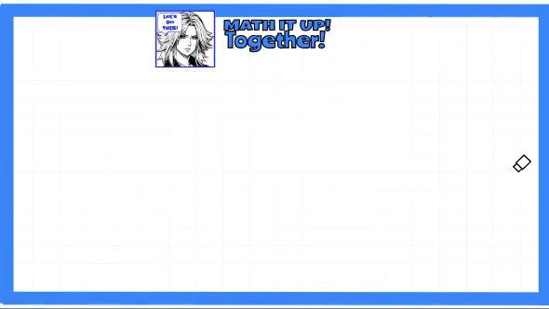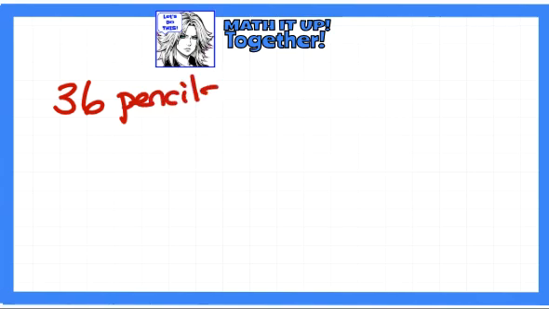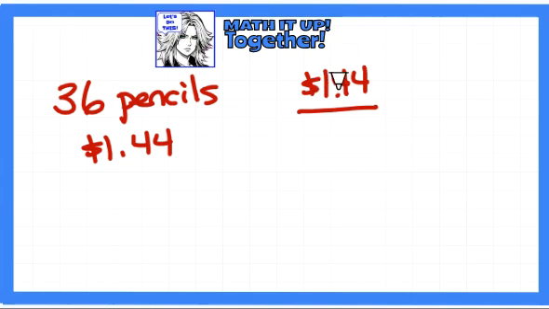So let's look at a different type of problem here. Let's say I have 36 pencils that are going to cost altogether $1.44. So I have different units. I have pencils and I have money. So that would give me a rate. I could create this rate to look like this: $1.44 is going to get me 36 pencils. I'm going to abbreviate that. And that's a rate. But what if I want that unit rate?